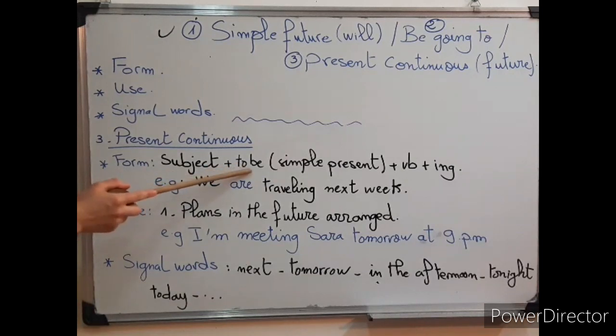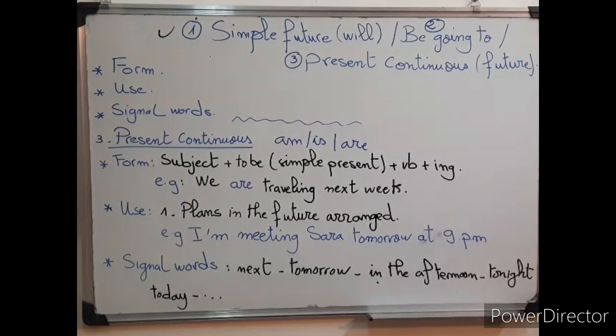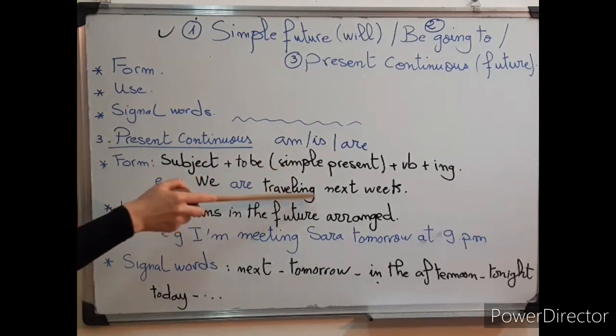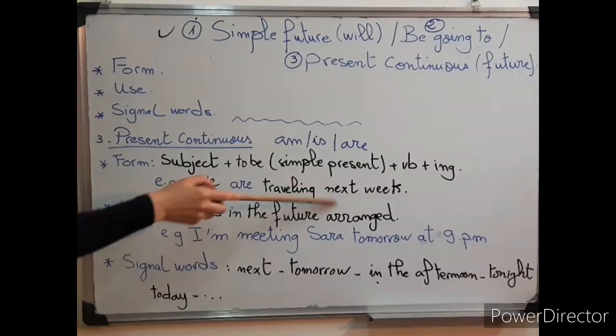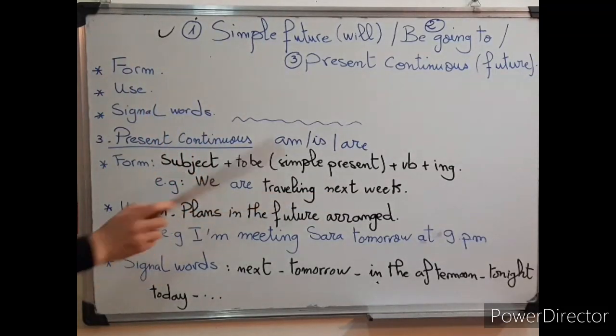Subject plus to be in simple present plus verb plus ing form. When I say to be in simple present, let me say it again: it's am, is or are. So, we are traveling next week. Clear? So we is the subject, to be in simple present is are, and now we use are plus verb plus ing form, and so on. He is traveling next week. I am traveling next week.